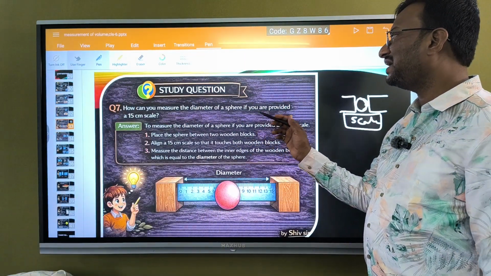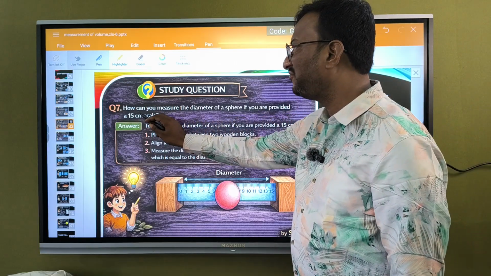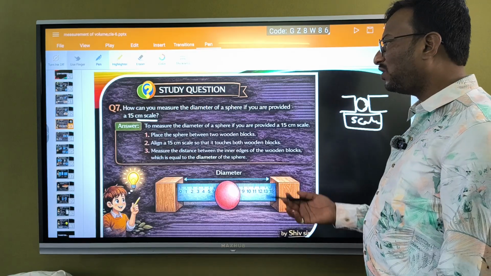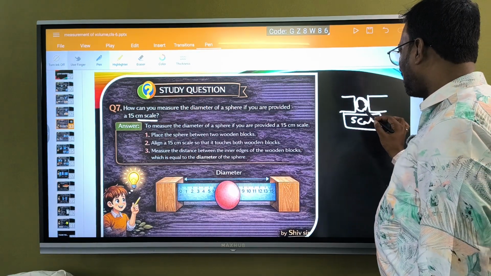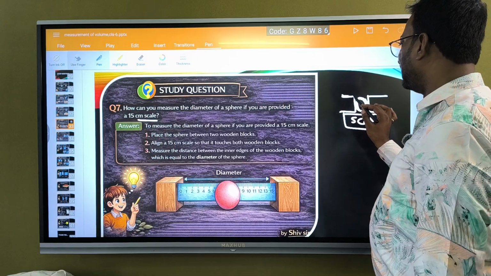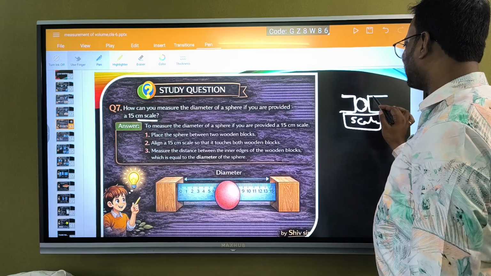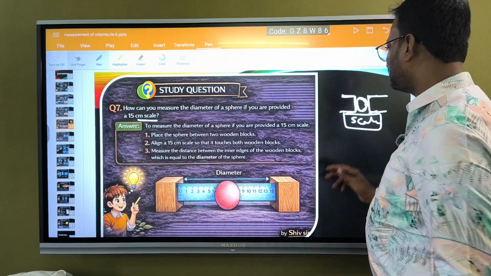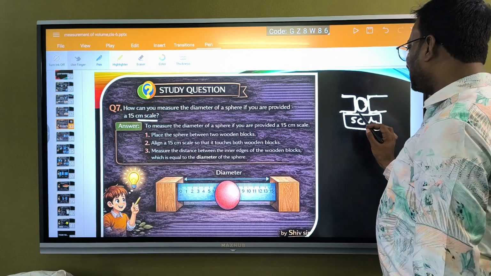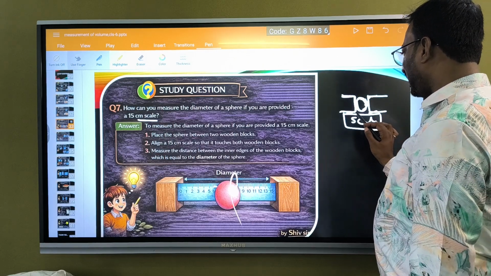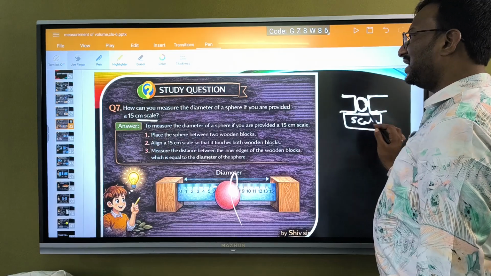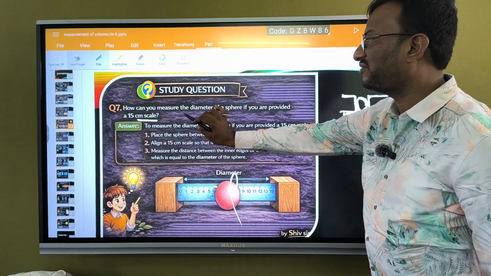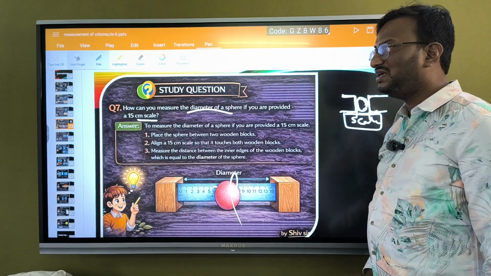Next one, how can you measure the diameter of a sphere if you are provided a 15 centimeter scale? Suppose you are given some ball. What we have to do? We should take that sphere and place a piece of wood on both sides of the ball, so that the ball is held in between the woods. Then with the help of the scale, we measure the distance between the two ends of the wood, and that gives the diameter of the sphere. Likewise, we can easily measure.